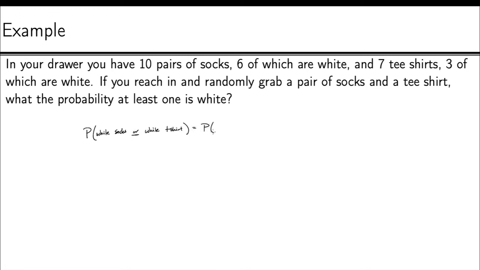So this is going to be the probability of ending up with white socks plus the probability of ending up with a white t-shirt, minus the probability that you have white socks and a white t-shirt. All right, so the probability of white socks: I've got 6 ways to pick a pair of white socks out of 10 total ways to pick a pair of socks. Plus the probability of a white t-shirt: there are 3 ways to pick a white t-shirt out of the 7 t-shirts which I have.